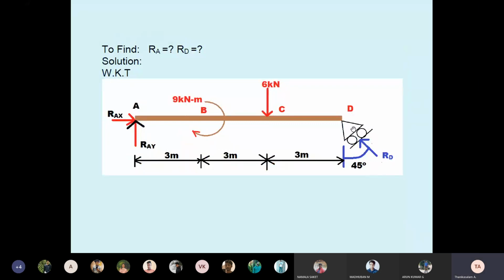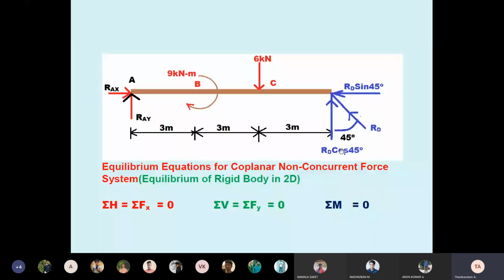Then RD, the reaction at D. The roller support has only one reaction. Since it is inclined, I told you, anything inclined you must convert into XY directions. Your theta is with the vertical. So the vertical component is RD cos 45, and the horizontal component is RD sin 45. See the arrow mark.